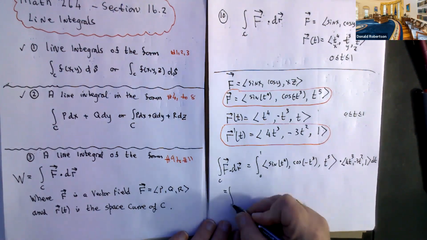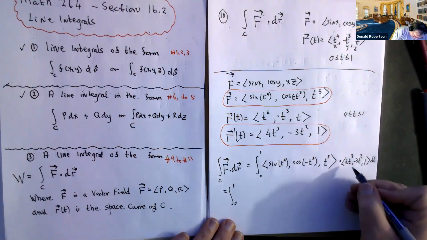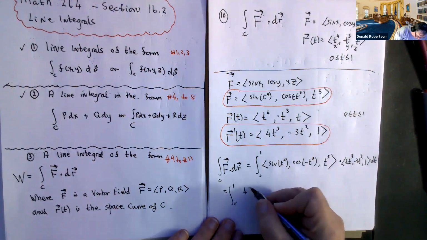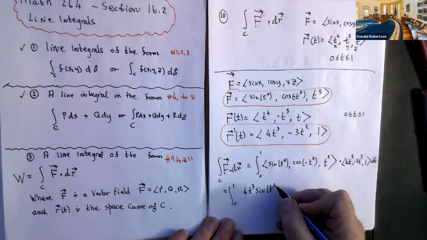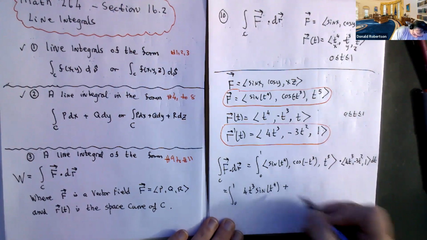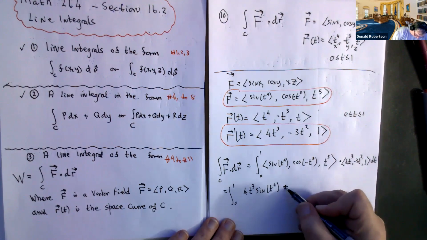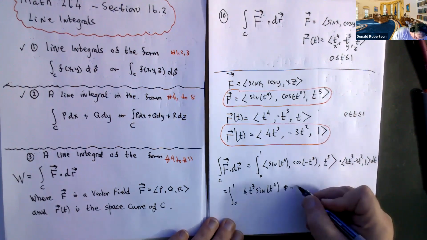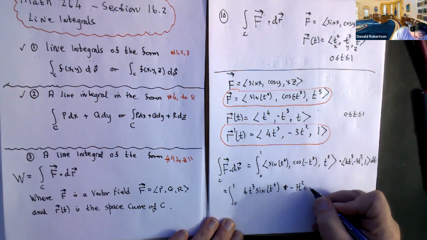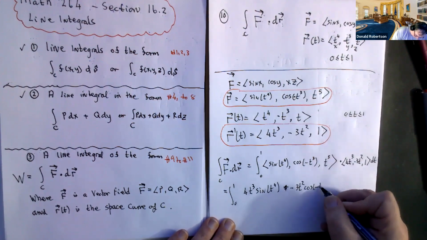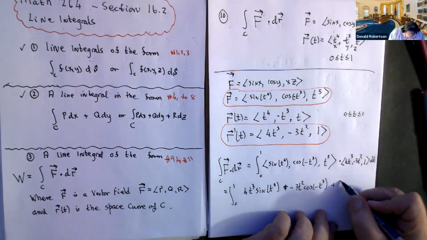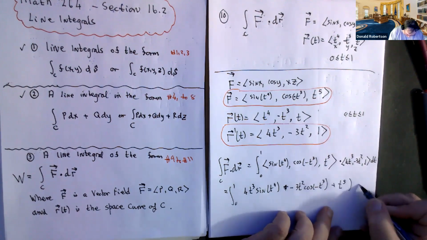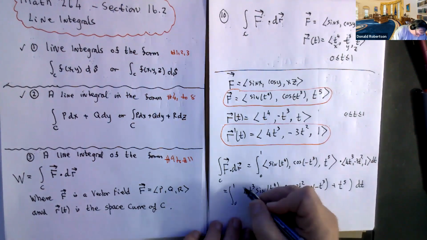So what you're going to get is the integral from 0 to 1, this times that, so that's 4t cubed, the sine of t to the 4, plus this times that, so I guess it's a negative 3t squared, the cosine of negative t cubed, plus that times that, which is t to the 5, dt.